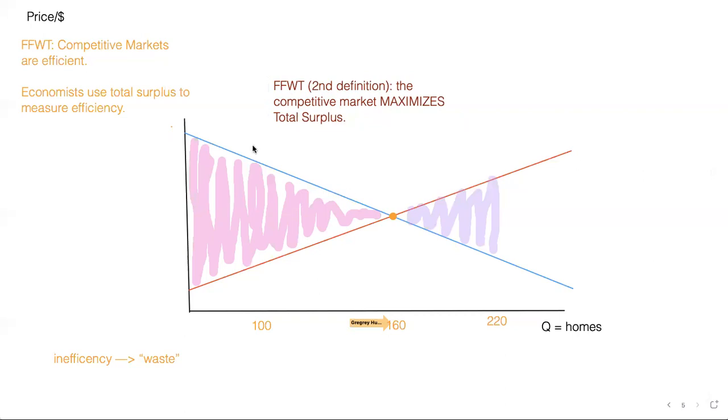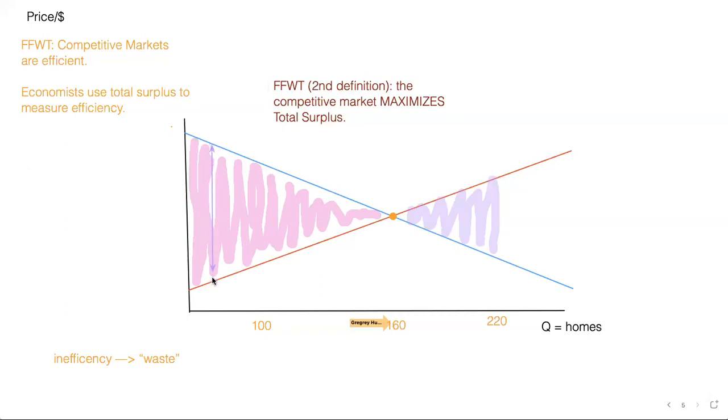Okay. Well, sorry. I was explaining my second definition for the first fundamental welfare theorem. The first fundamental welfare theorem also tells us, equivalently, that competitive markets are efficient. Well, we use total surplus to measure efficiency. That's just something I'm telling you. So another way of saying that competitive markets are efficient is to say that competitive markets maximize total surplus. Okay, does that make sense?